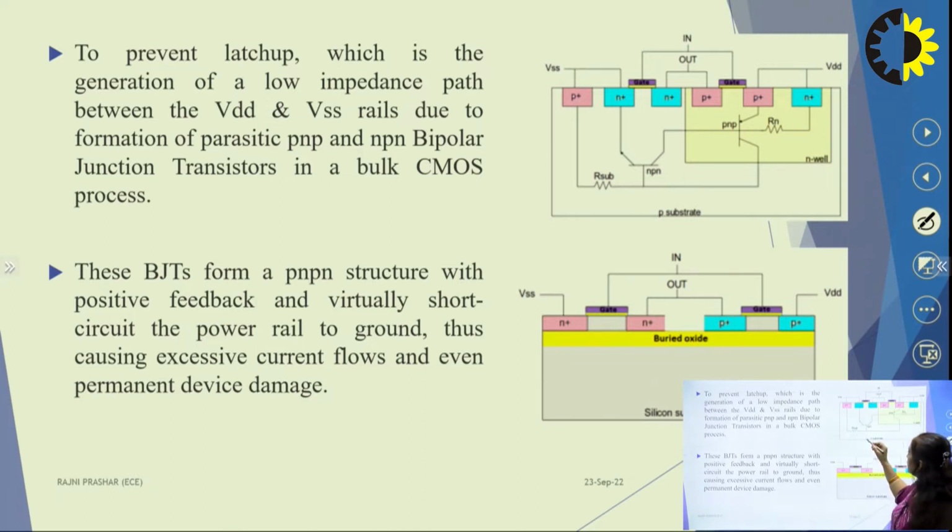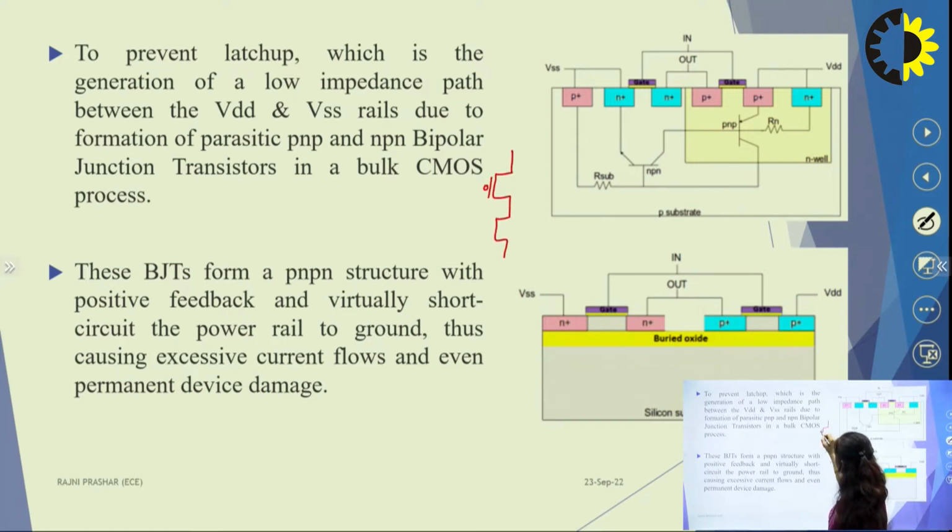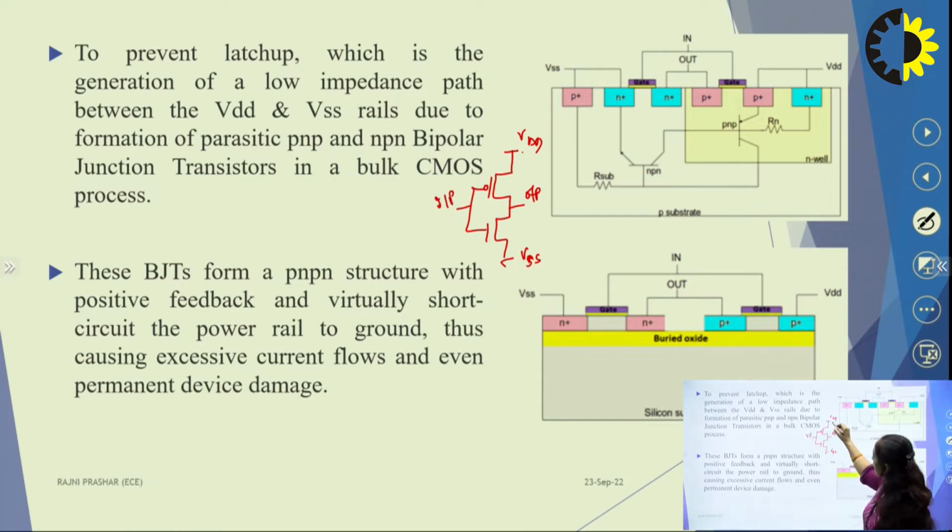This is the fabrication diagram of a simple CMOS inverter. So, if I explain with the help of the circuit, we have this CMOS circuit with VDD and VSS, and this is your output terminal and input terminal. Sometimes there will be a low resistance path between VDD and ground. This is known as latch up.